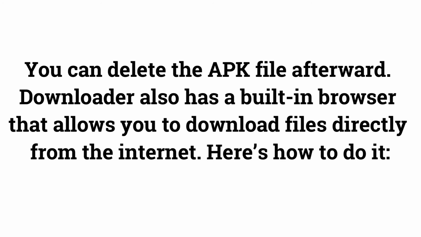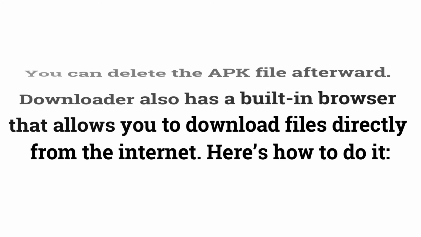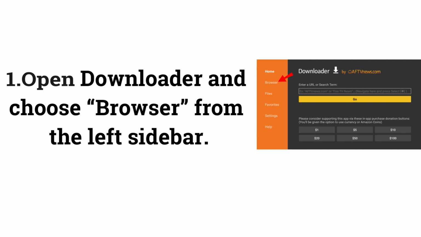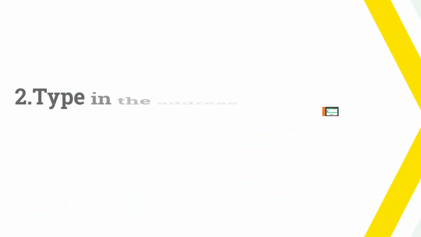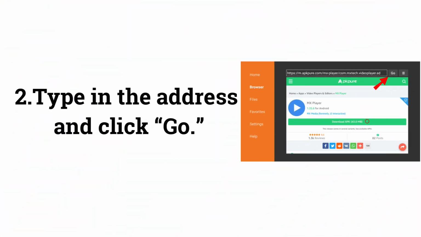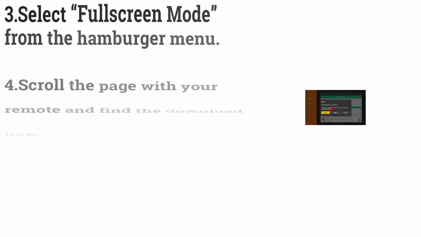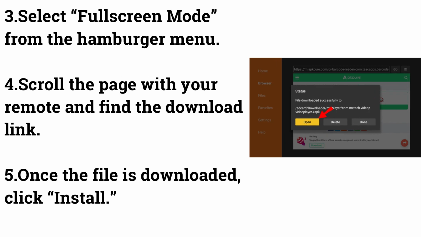Downloader also has a built-in browser that allows you to download files directly from the internet. Here's how to do it. Open Downloader and choose Browser from the left sidebar. Type in the address and click Go. Select Full Screen Mode from the hamburger menu. Scroll the page with your remote and find the download link.